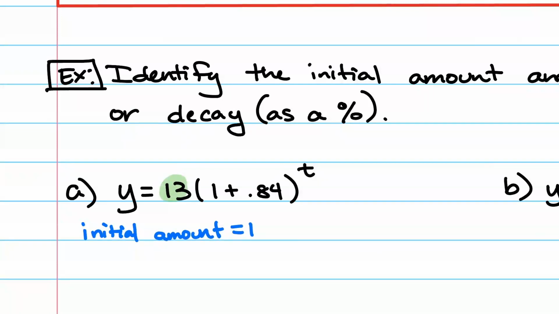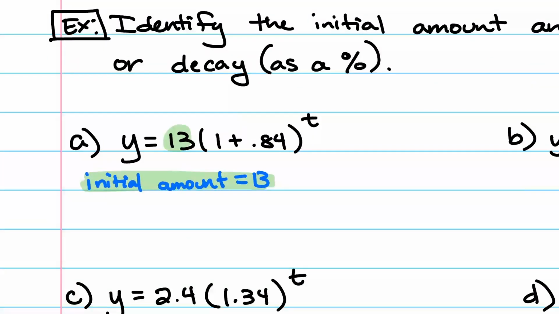Which in this case is 13. Let me go ahead and highlight this. Now, as far as my growth or decay rate, remember that would be my R. This is 1 plus R, which is my growth or decay rate. Because I'm using a plus symbol, that means it's growing, and it's growing by 0.84.